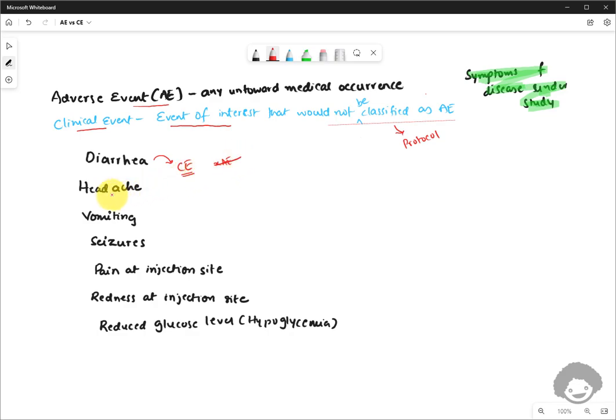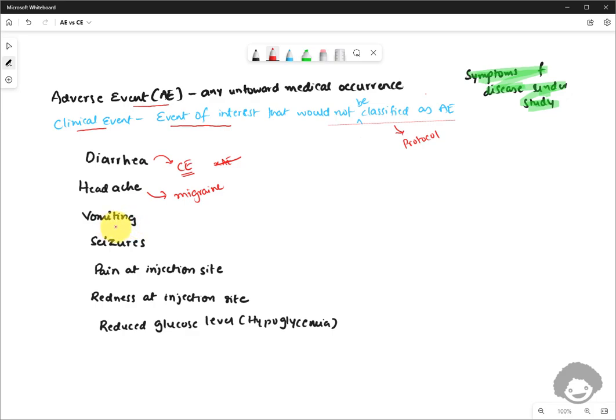Let's take the second example, headache, and let's say this headache is occurring in a study where we are trying to evaluate different medications for treatment of migraine. In migraine, headache is a common symptom, and if the protocol clearly specifies headache as an event of interest, that information would be reported in CE but not in AE. In any other study, headache would be reported in AE, but in this specific study where we are evaluating treatments for migraine in which headache is a common symptom, we report that information in the CE domain.